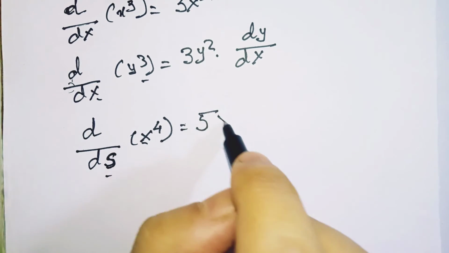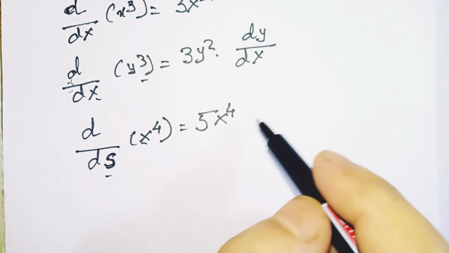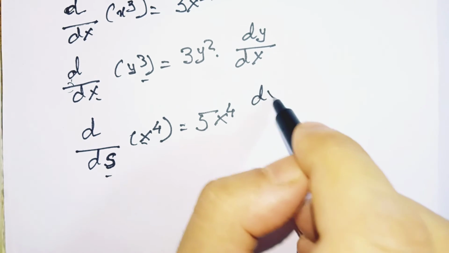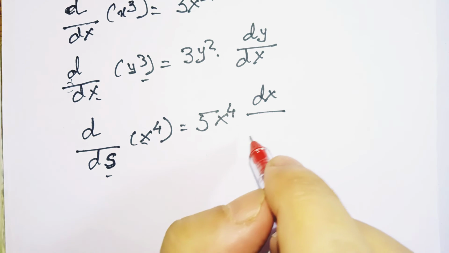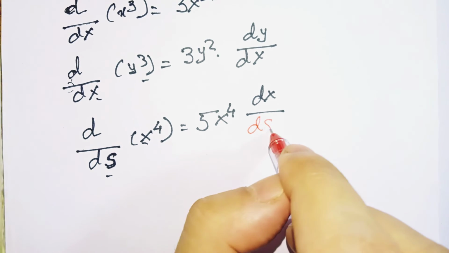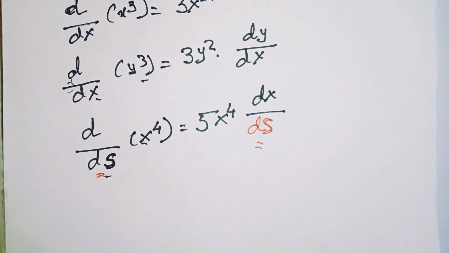So this would be 5x^4, 5 minus 1 is 4, and then we can differentiate. You have to put dx by, what would be the next term, obviously the second one which we are differentiating, that is ds, this term and this term. So now you see that we can differentiate with respect to anything.